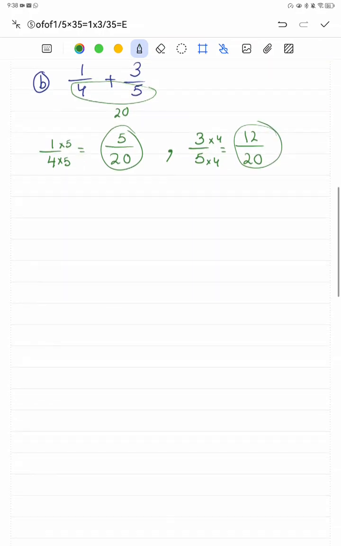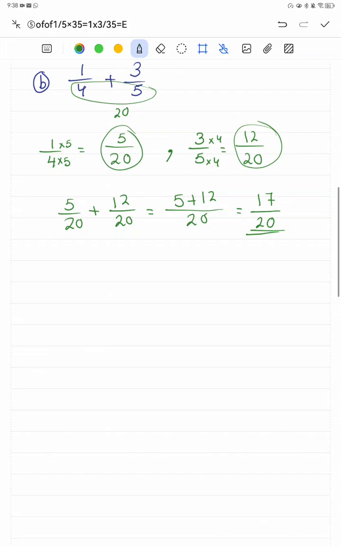Now I'll add normally. 5 over 20 plus 12 over 20 is equal to 5 plus 12 over 20. 5 plus 12 is 17. 17 over 20.